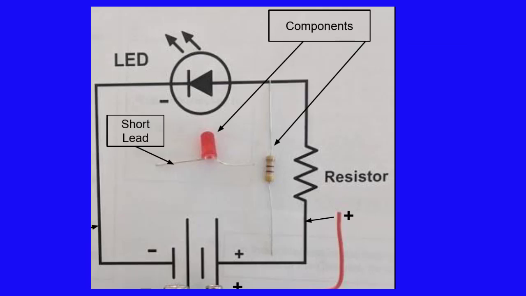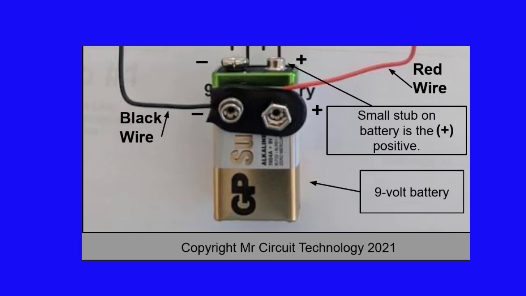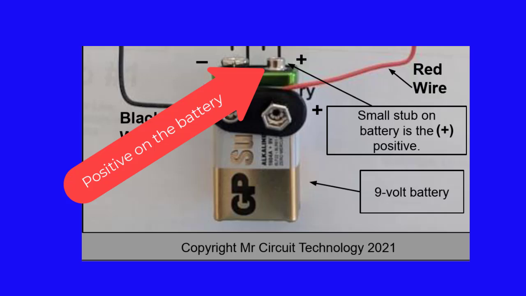Just a point. Sometimes it's good to know which connection on the 9-volt battery is which. We point out here that the small stub or connection on the battery is the positive side. You may want to try to remember that point.